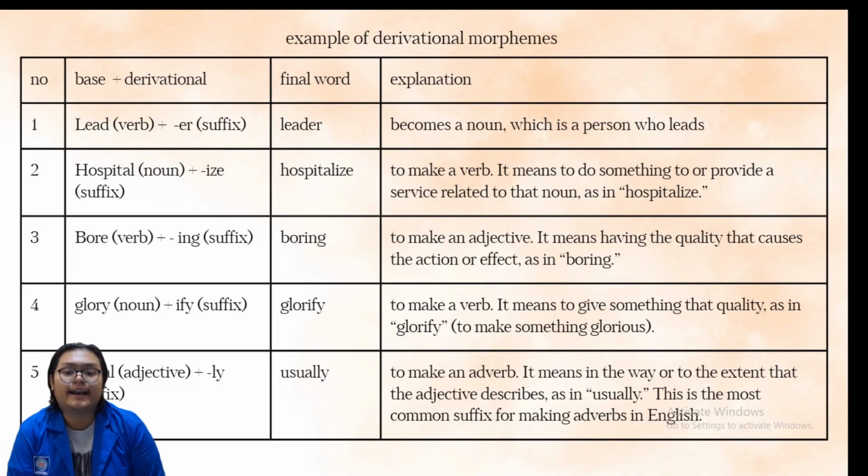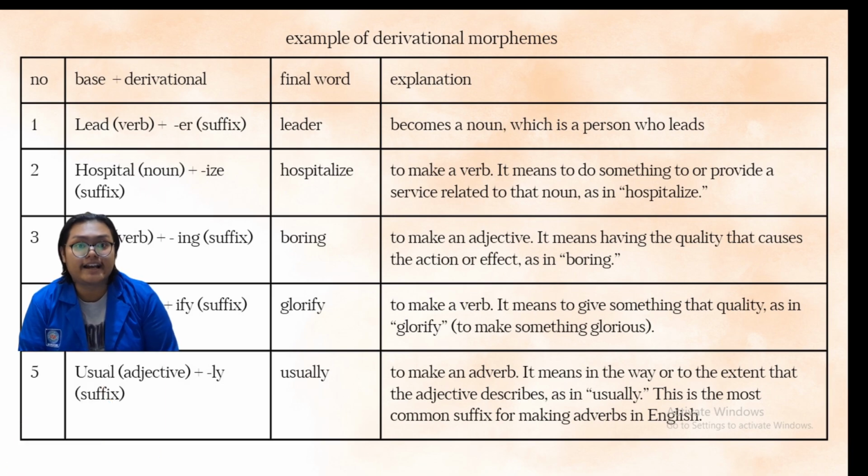Fourth, glory, noun plus the suffix -ify, glorify. To make a verb, it means to give something that quality, as in glorified, or to make something glorious. Fifth, usual, adjective plus the suffix -ly, usually. To make an adverb, it means in the way or to the extent that the adjective describes. This is the most common suffix for making adverbs in English, with the suffix -ly added at the end.